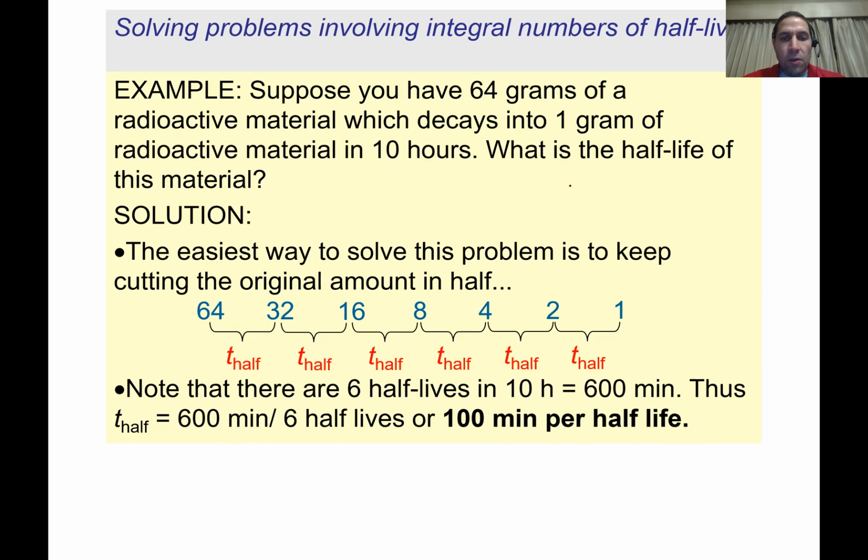Okay? So note, how many half-lives have I gone? If I count them, 1, 2, 3, 4, 5, 6. So I've done 6 half-lives in 10 hours, which is 600 minutes. So if I take 600 minutes divided by the 6 half-lives, I get 100 minutes per one half-life.